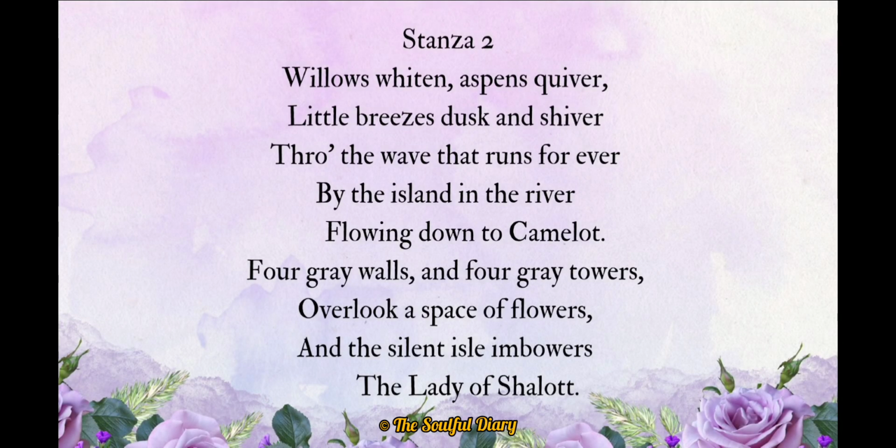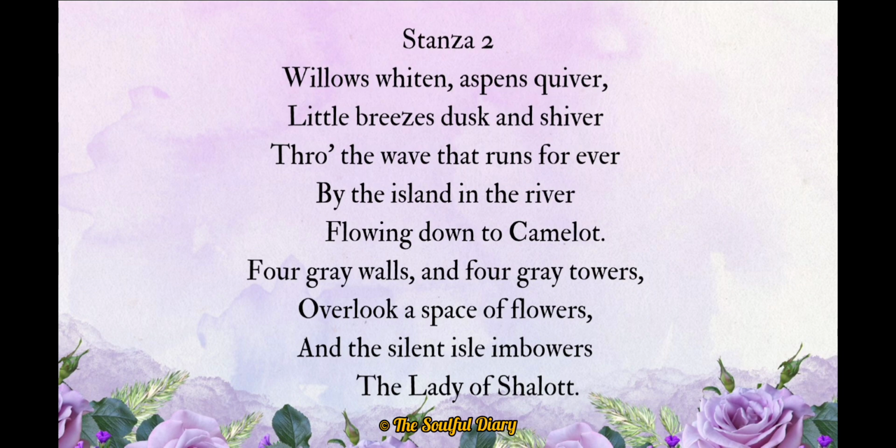Stanza 2. Willows whiten, aspens quiver, little breezes dusk and shiver through the wave that runs forever by the island in the river, flowing down to Camelot. Four grey walls and four grey towers overlook a space of flowers, and the silent isle embowers the Lady of Shalott.